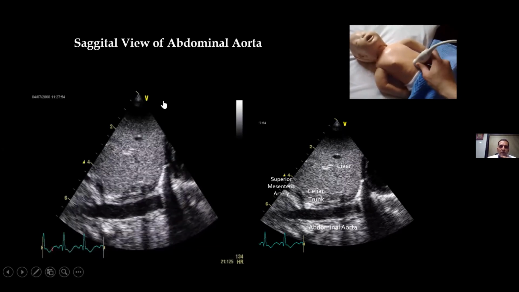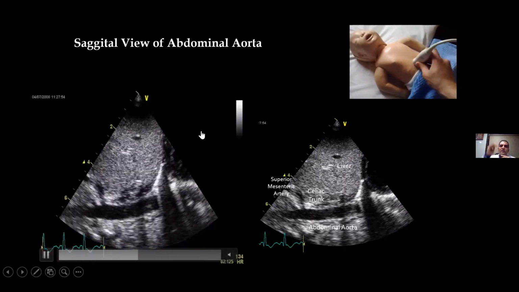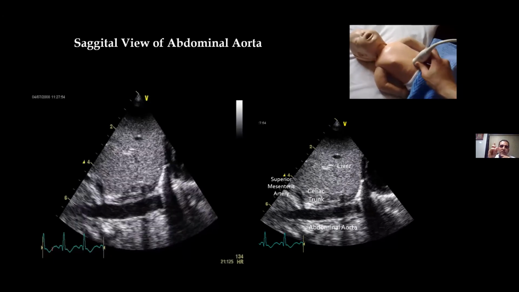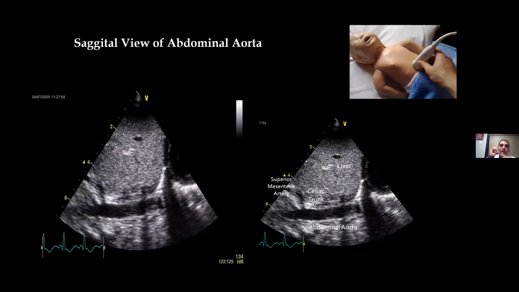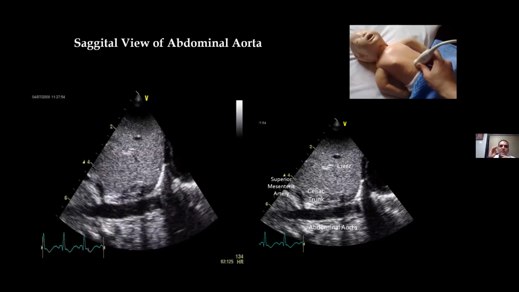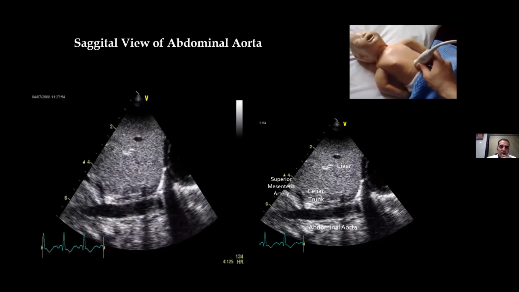And the probe orientation marker is up here. Only in two views which I've shown is the probe orientation marker down: one is the apical 4-chamber, 5-chamber, and then the subcostal atrial view, where I want to see the atria. For the rest of the views, it is on the upper side of the screen. So it means all other views are inverted.